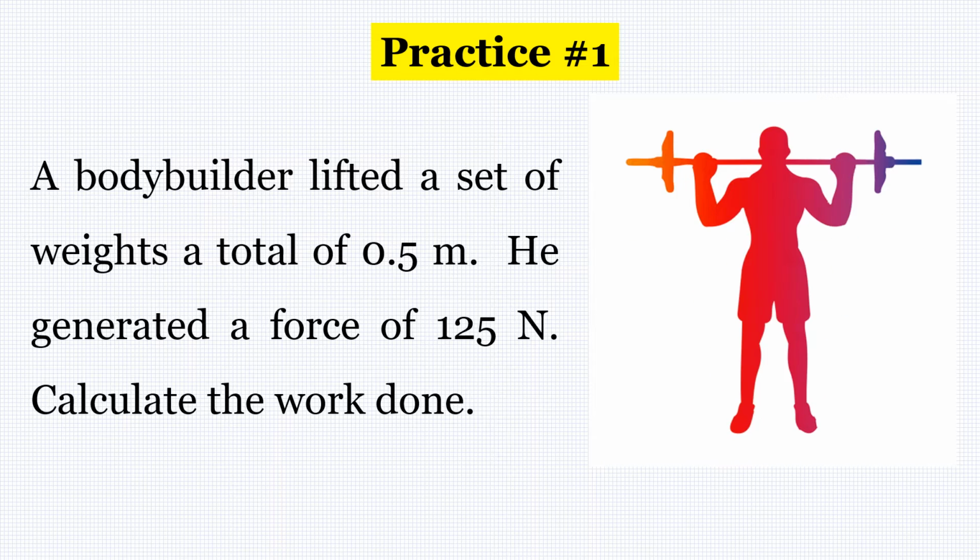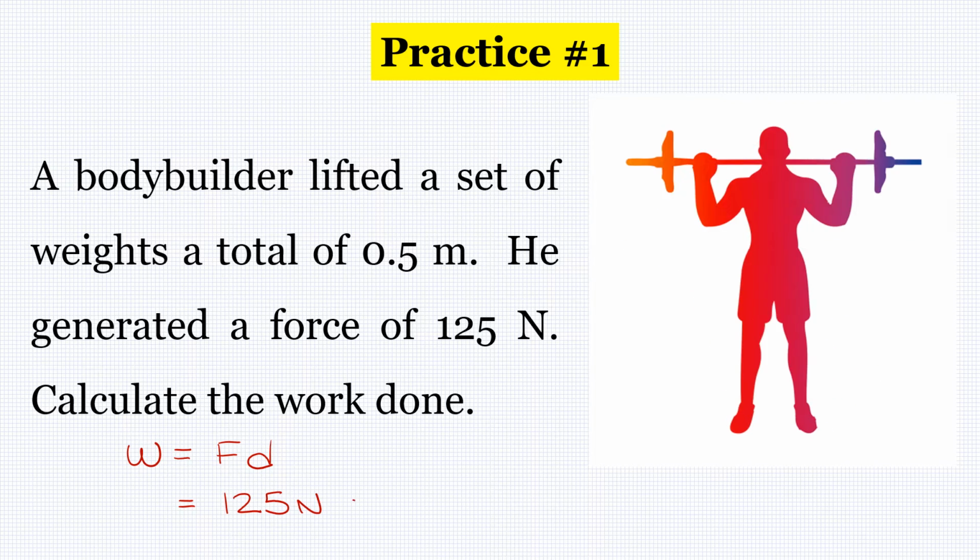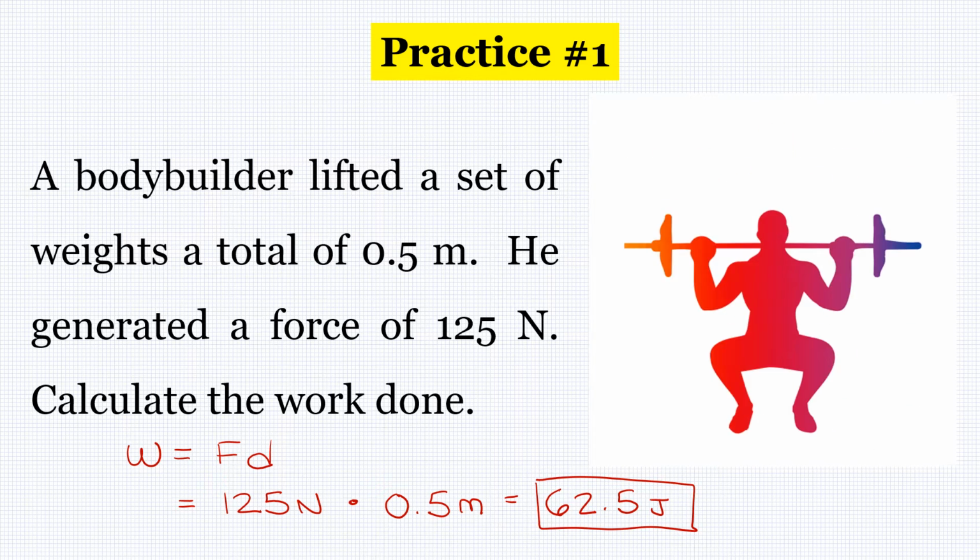So let's take a look at this example here. So you've got a bodybuilder, and the bodybuilder is lifting a set of weights, a total of 0.5 meters. He generated a force of 125 newtons. Calculate the work done. So our work formula is W equals FD. We're going to go ahead and substitute in the 125 newtons for our force, and we're going to multiply that by the total distance that our bodybuilder is lifting the weights, which is 0.5 meters. So when we calculate this out in our calculator, we get 62.5 joules. And that is the work that is being done in this case when the weights are being lifted up.